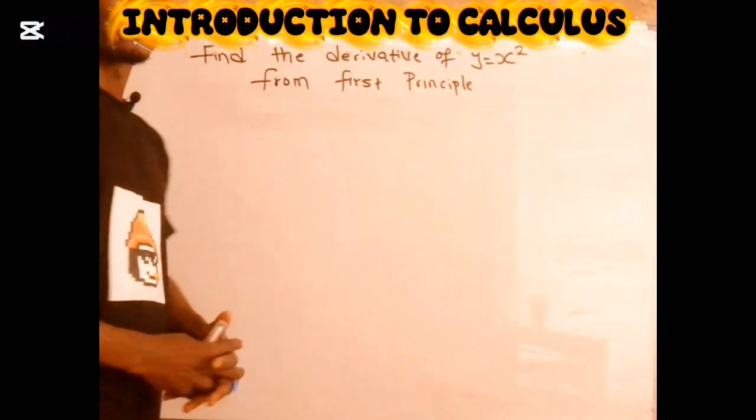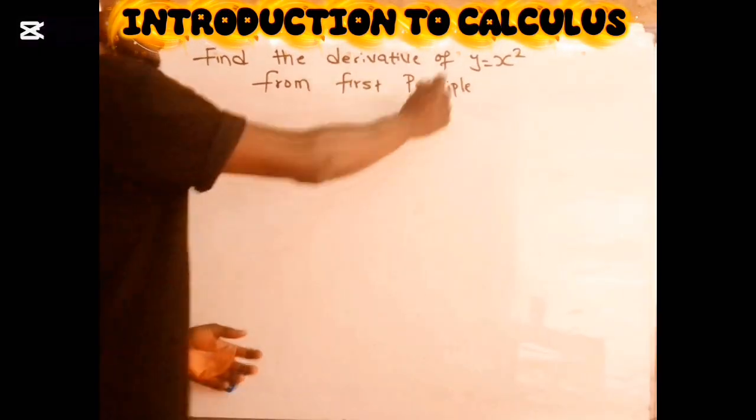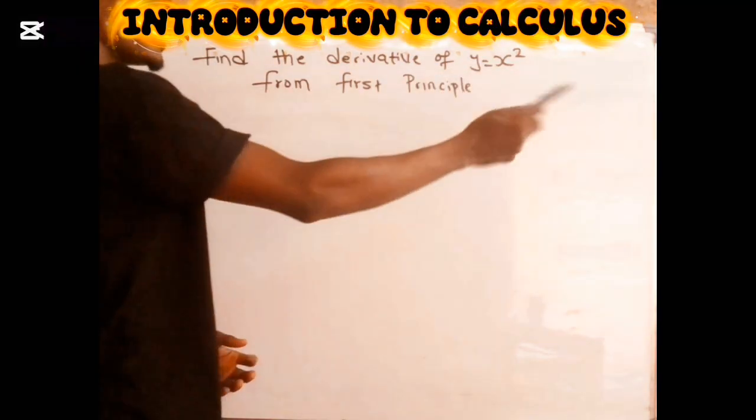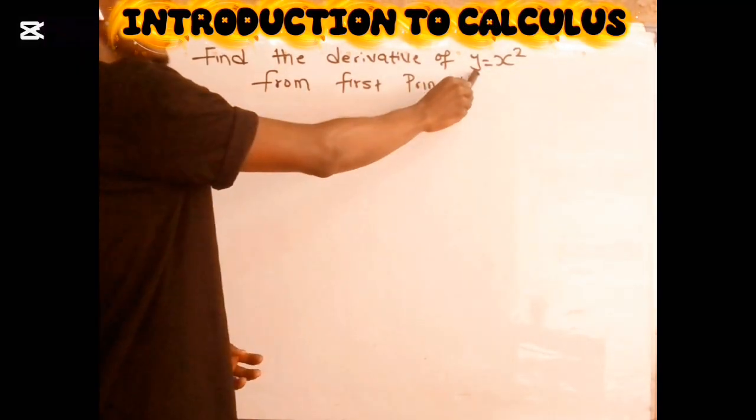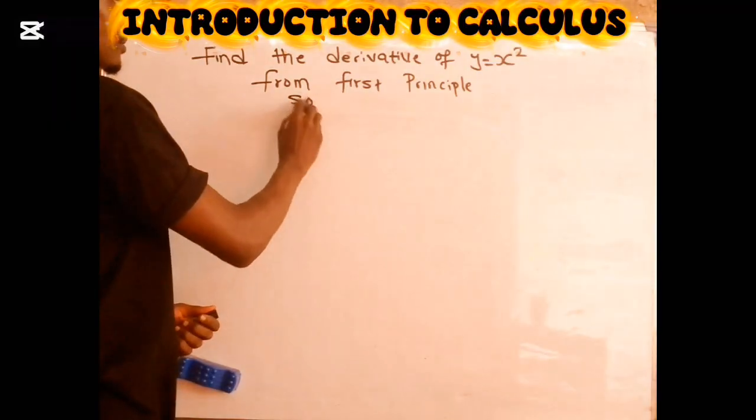What is a derivative? Derivative simply means the rate of change. Since we are given y is equal to x squared, it means we should find the rate of change in y with respect to x. Solution.